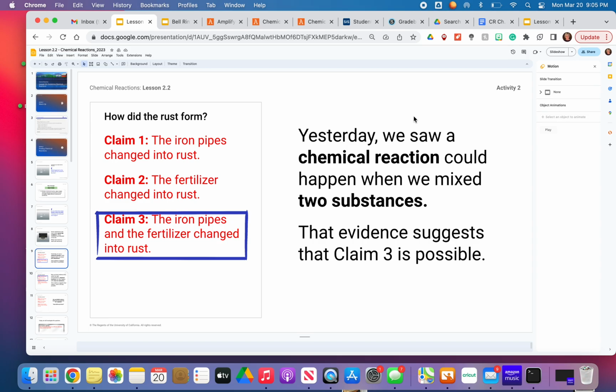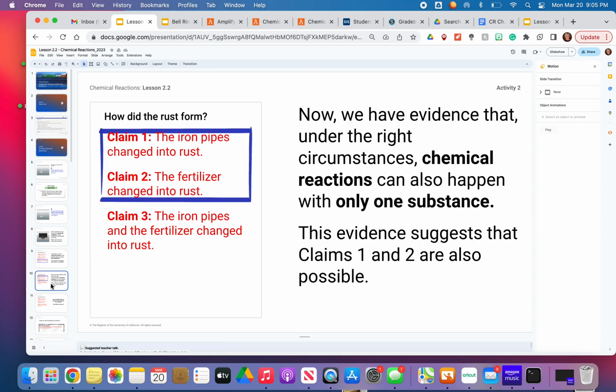Anyway, yesterday we saw a chemical reaction, and we saw that it could happen when we mix two substances. So that evidence suggests that claim number 3 is possible, because claim 3 says that the iron pipes and the fertilizer changed into rust. However, what we just saw in the sim for our warm-up says that I could have one reactant and that could change into one product. So chemical reactions can also happen with only one substance. That evidence suggests that claims 1 and 2 are also possible.